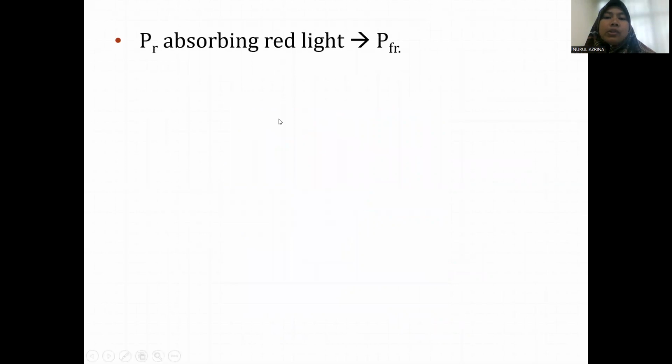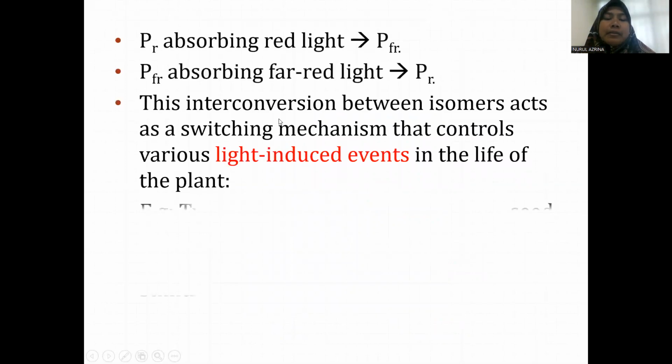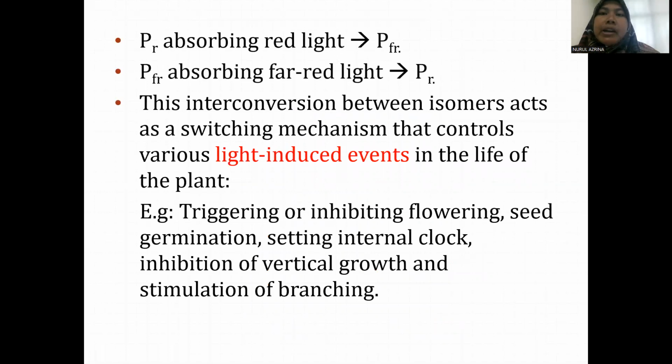So what happened actually? PR absorbs red light, so phytochrome red absorbs red light and it will be converted into PFR. And PFR absorbs far red light and is then converted into PR. I'm going to write this: PR is photoreversible to PFR.